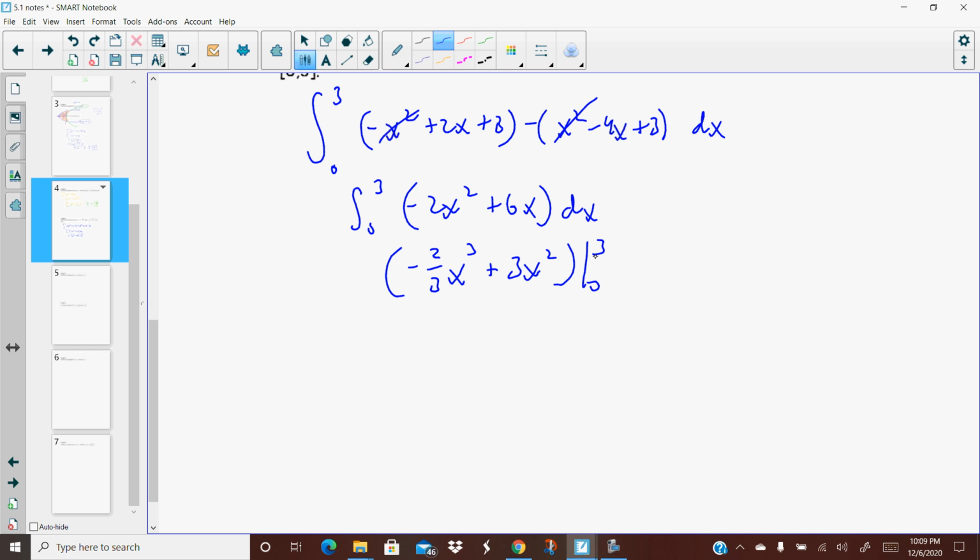So if I plug in 3, we're going to get 3 cubed, which is 27, negative 2/3 of 27. So I'm going to divide by 3 first. So 27 divided by 3 is 9, times negative 2 is negative 18. And then plugging 3 into the second one, 3 squared is 9, times 3 is 27. And I already know that plugging in 0 makes everything 0. So negative 18 and 27 is 9. And there's the area between those two curves.